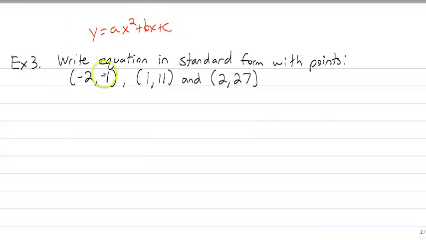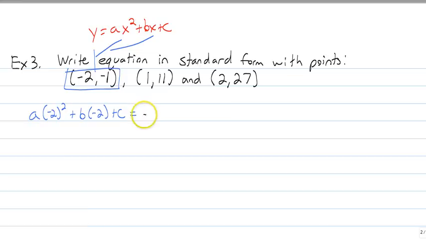And what happens is you take this first point and plug it in for y and x and come up with an equation. So this becomes a times negative 2 squared plus b times negative 2 plus c is equal to y, which is negative 1. Okay? I'm going to rewrite that over here as 4a minus 2b plus c is equal to negative 1.